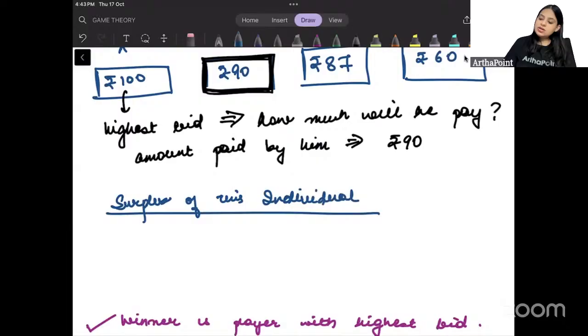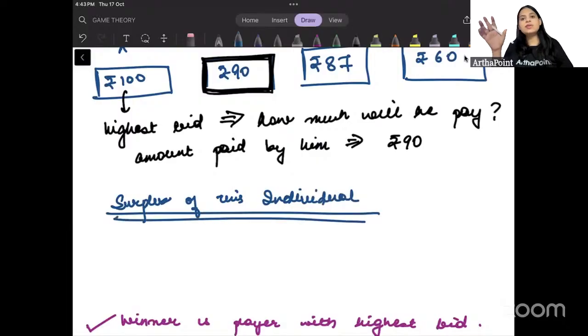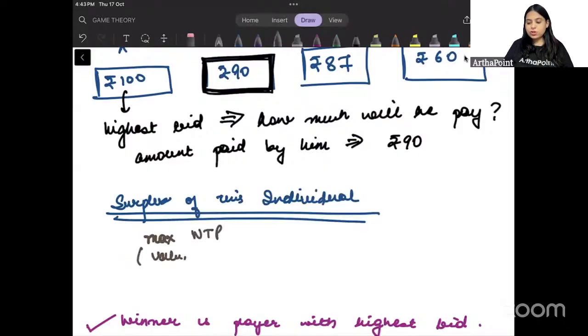How much is the profit that this individual is making? Profit या consumer surplus? How much consumer surplus is he making? Consumer surplus is always the maximum willingness to pay or the valuation that you have for the product minus the price actually paid.